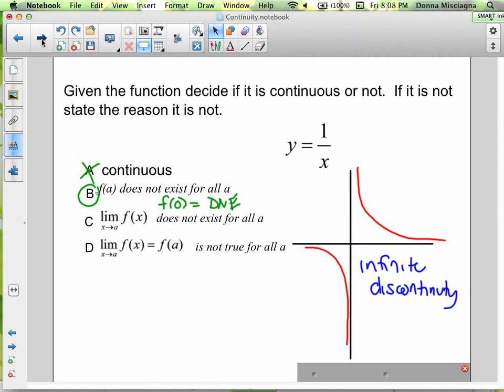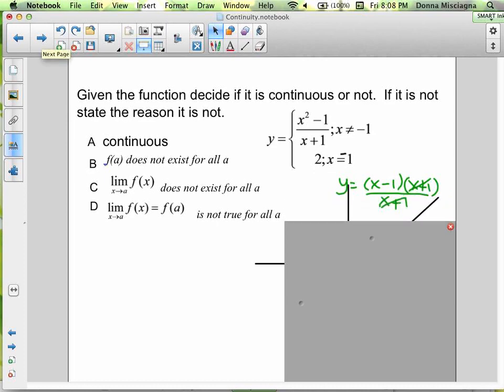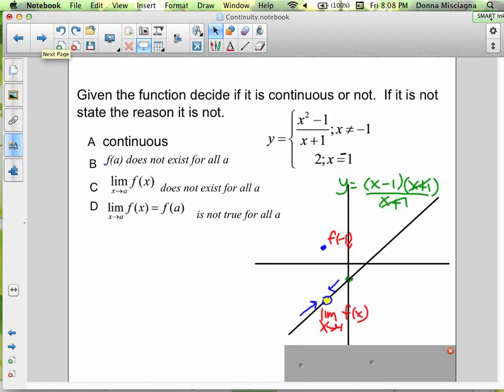And then the last one here, we have a piecewise function. Given the function, decide if it is continuous or not. If it is not, state the reason. A graph is very helpful here. We can factor and reduce, which means the rational function for one part of our piecewise function is simply a line. It's a line that has a hole in it, because we can't plug in -1. That's the reason it says x not equal to -1. But we've filled in our hole: when x equals -1, our function is 2.